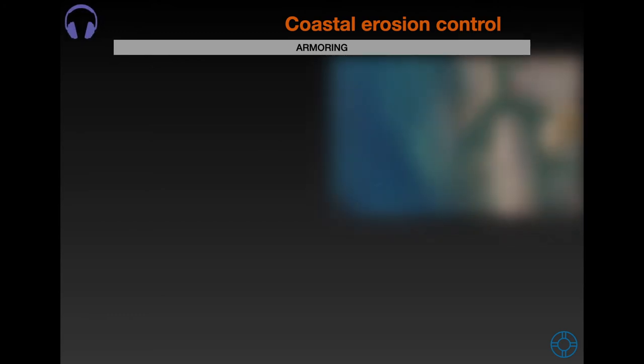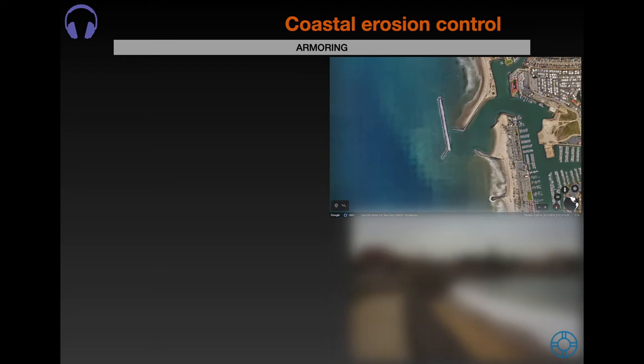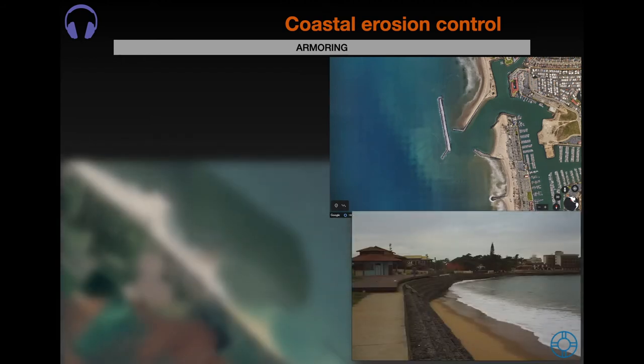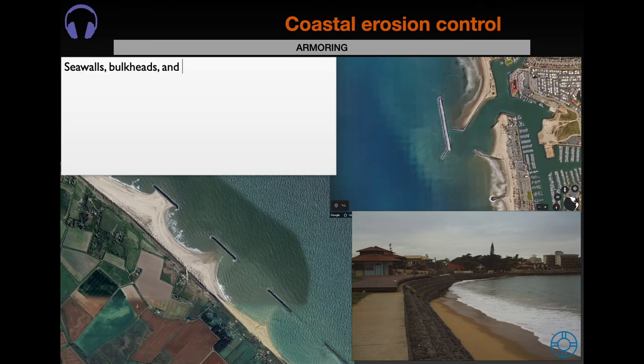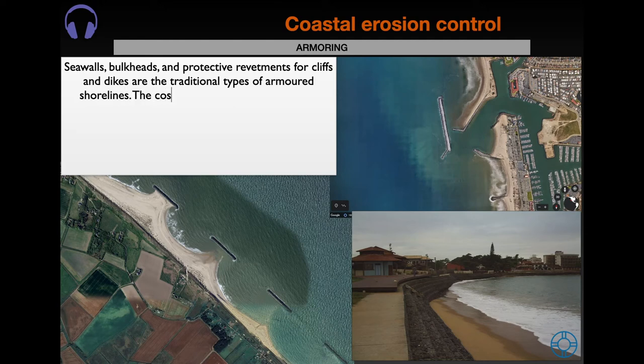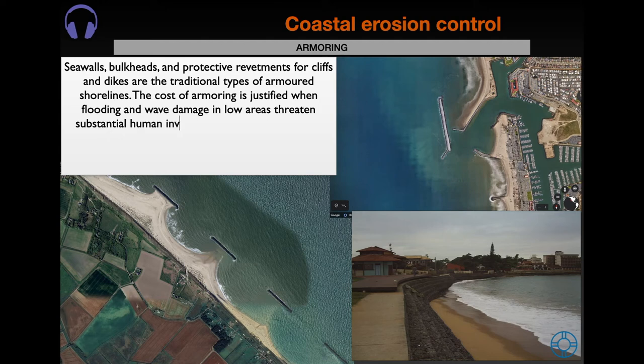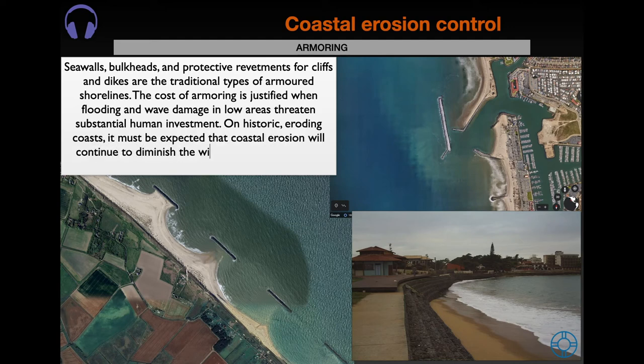Armoring is a very old, well-known, and very used coastal erosion control measure. Seawalls, bulkheads, and protective revetment for cliffs and dikes are the traditional types of armored shorelines. The cost of armoring is justified when flooding and wave damage in low areas threaten substantial human investments. On historic eroding coasts, it must be expected that coastal erosion will continue to diminish the width of the buffer stripe between armored shoreline and the sea. Let's see some examples.